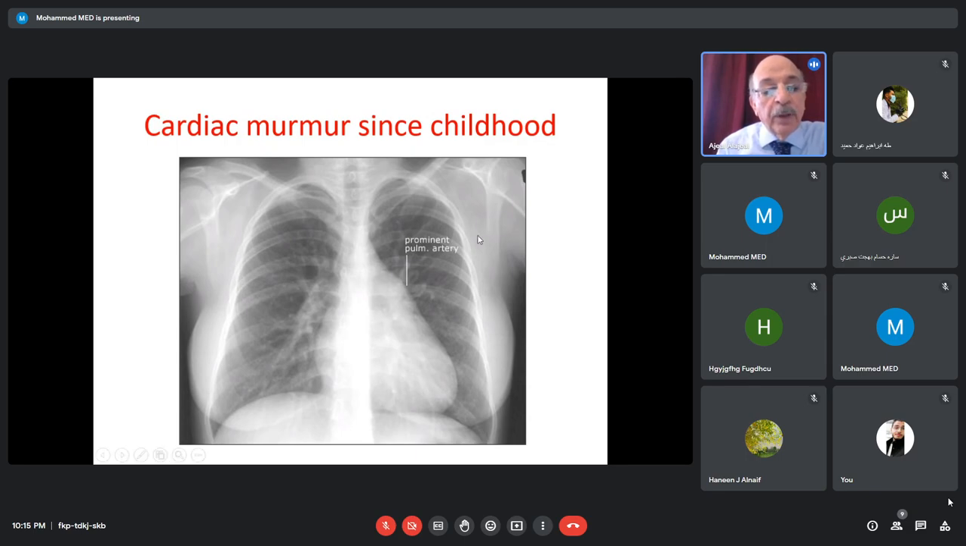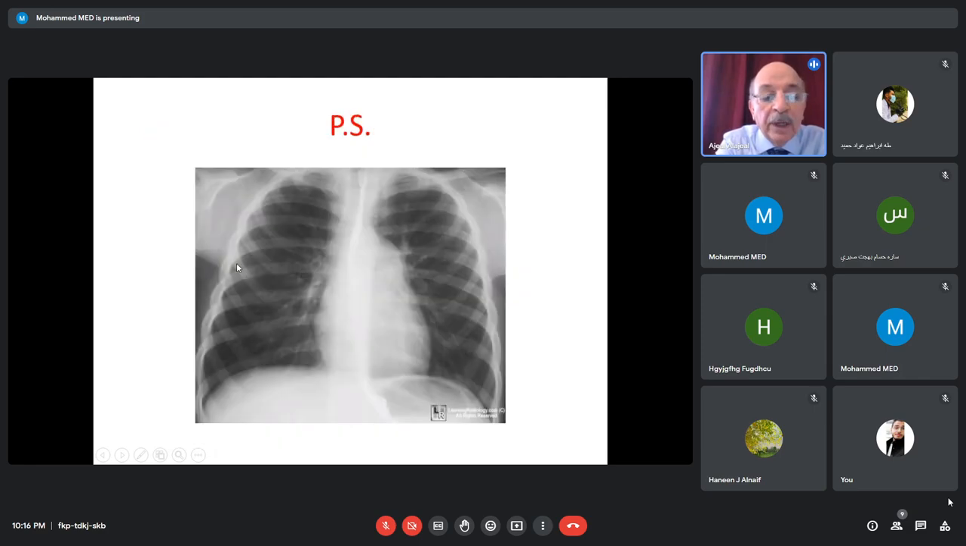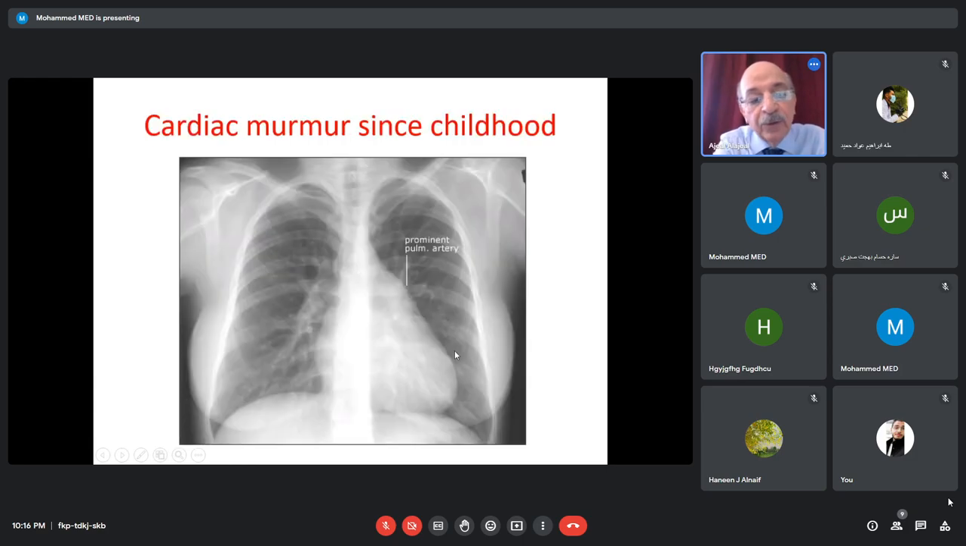You see, again, the pulmonary artery here is prominent, but you can see that the lung fields are plethoric, on both sides, contrary to the previous slide. In the previous slide, it was oligemic. So the previous one is pulmonary stenosis. The other one is atrial septal defect. This is atrial septal defect. Do you see the difference? I think it's quite clear.